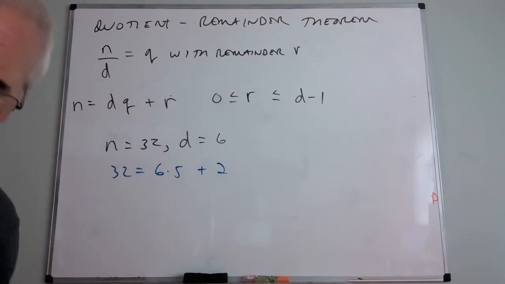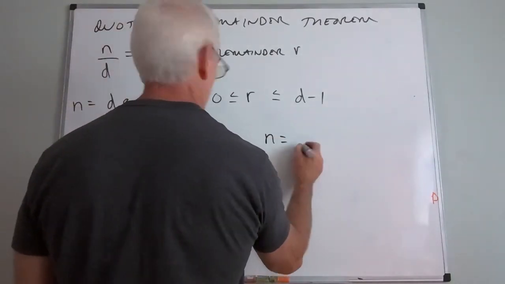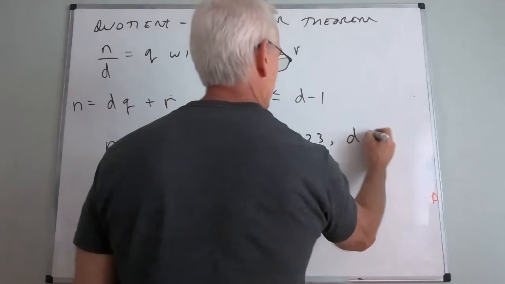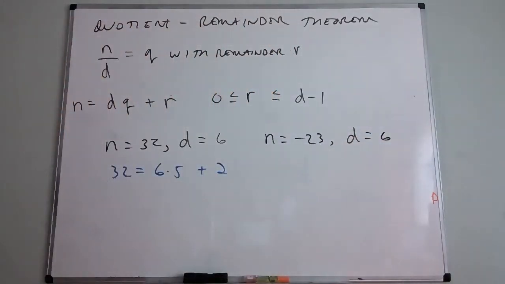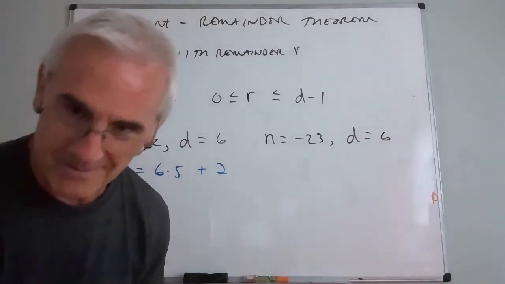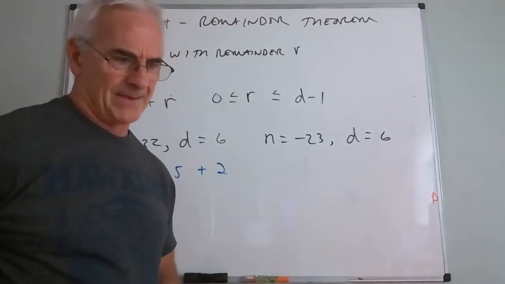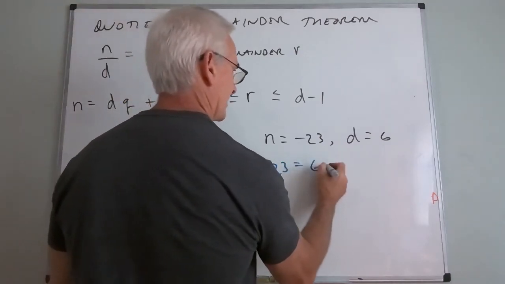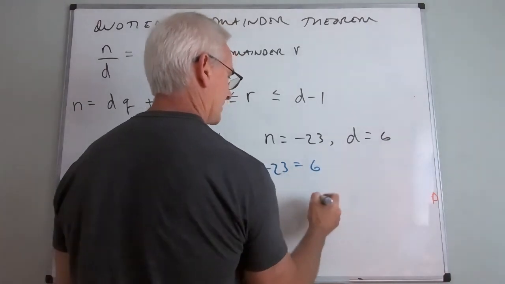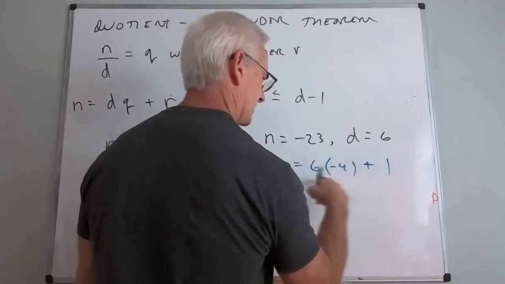Oh, well, we're doing this in high-level mathematics. All right. N is -23 and D is 6. Okay. Negative 23 this time. So would that be -4 plus 1? Wait, -3, right? Is that what you said?